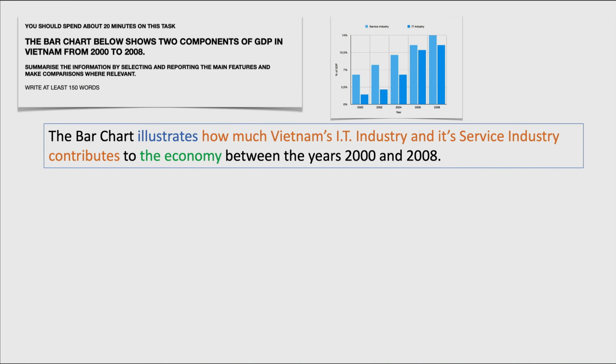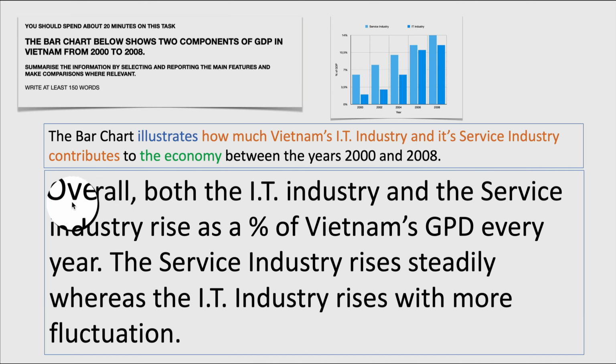Okay, so we can look here. We already have our graph. We have our introduction. The bar chart illustrates how much Vietnam's IT industry and its service industry contributes to the economy between the years 2000 and 2008. So remember, we look at our main features in the graph. And we can say overall, remember, always start with overall. Overall, both the IT industry and the service industry rise as a percentage of Vietnam's GDP every year. As we can see, they both go up every year.